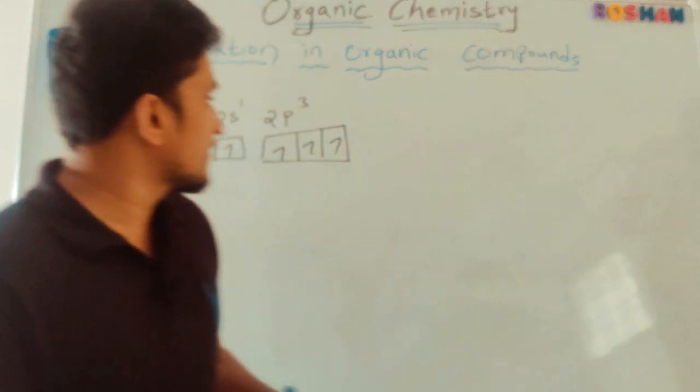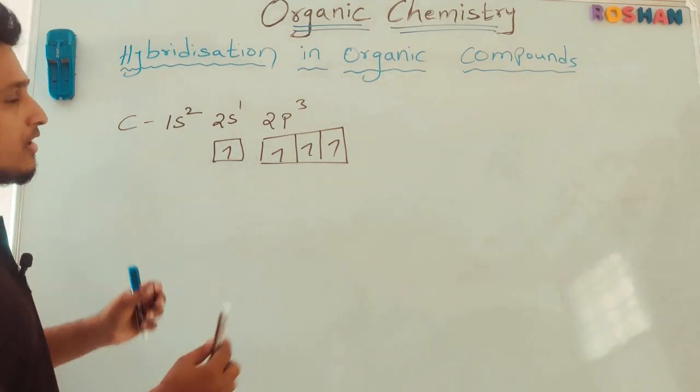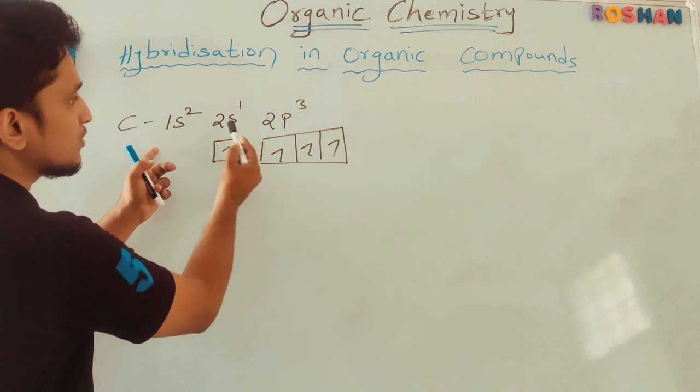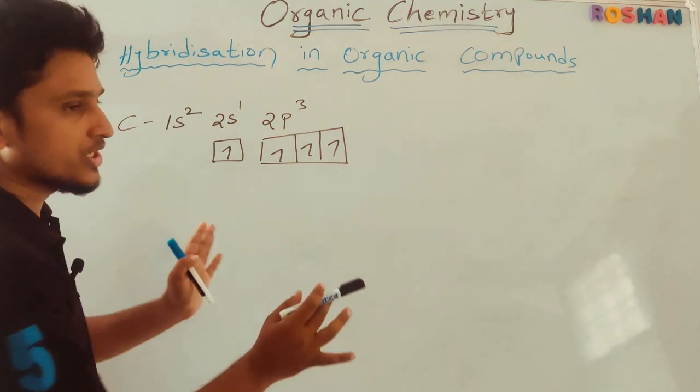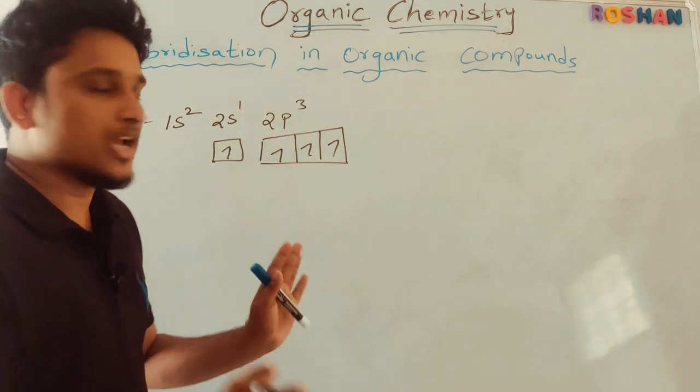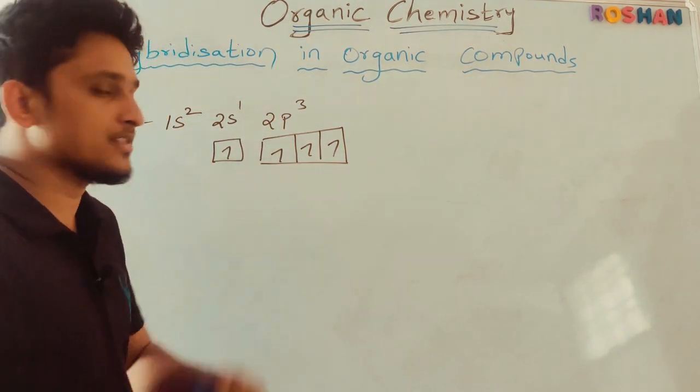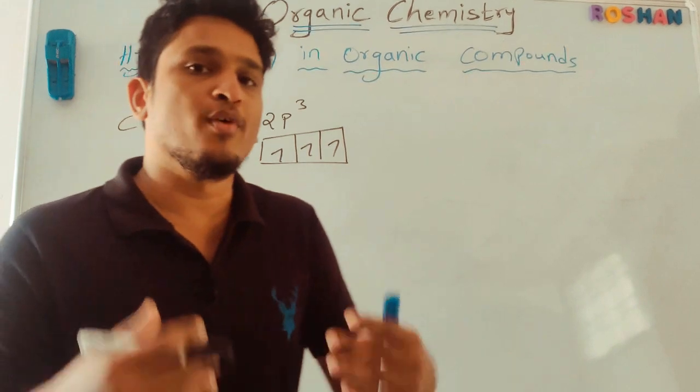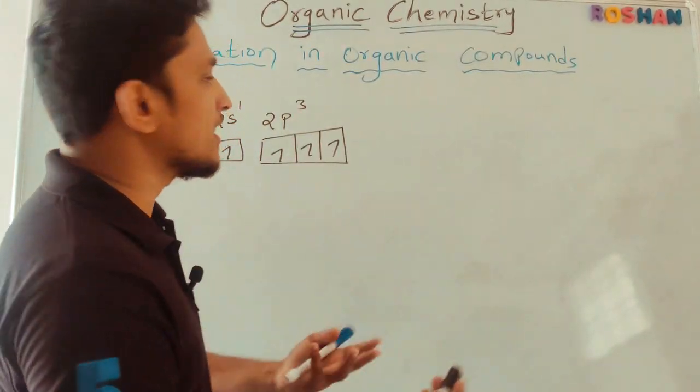First, what is the configuration of carbon, students? The electronic configuration of carbon is 1s2, 2s1, 2p3. In this configuration, the valence shell configuration is 2s1, 2p3. We all know that carbon's valency is 4. There are 4 valence electrons. Its valency is 4. It forms 4 bonds. Yes or no, students? So let's take one example.